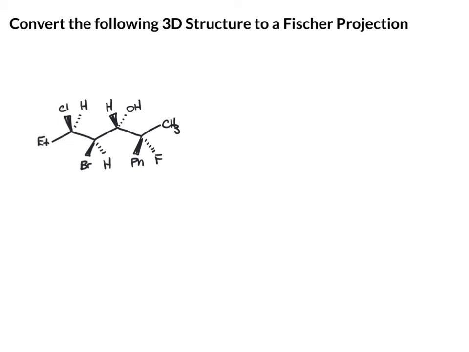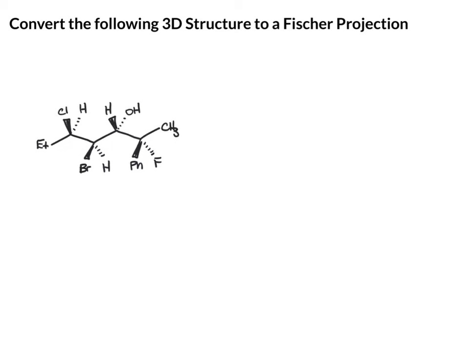Here we want to convert this 3D structure to a Fischer projection. And you can certainly use the method that we did previously, where you rotate around each of the single bonds to sort of make a circular type structure and then go through and convert that. I'm going to show you an alternative method that people sometimes find a little bit easier.